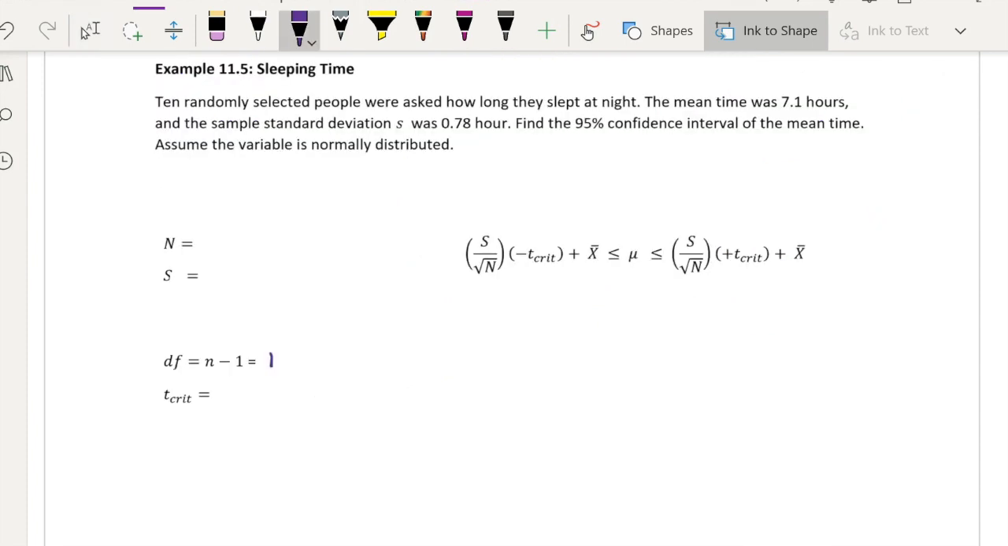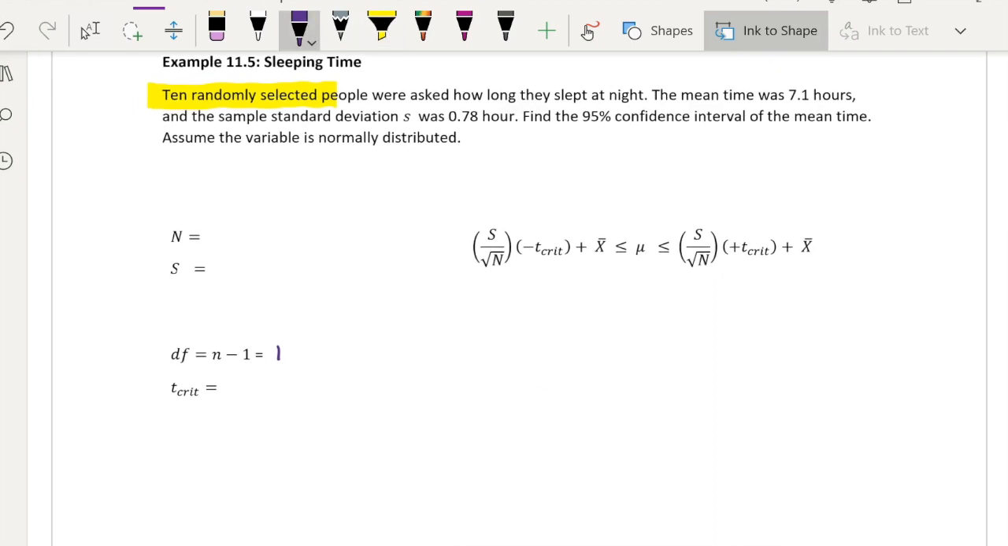Okay, let's do our first confidence interval problem. So 10 randomly selected people. That's our sample size. The fact that it's so small, small being less than 30, should tell us that we should be using the t-distribution. If it was greater than 30, then we would be using the normal distribution.